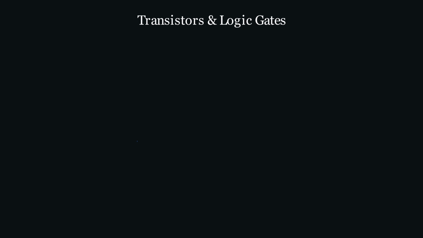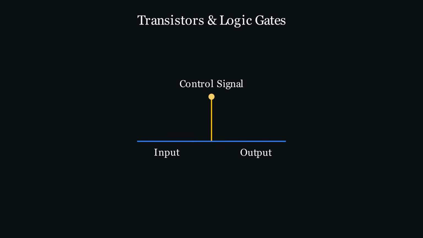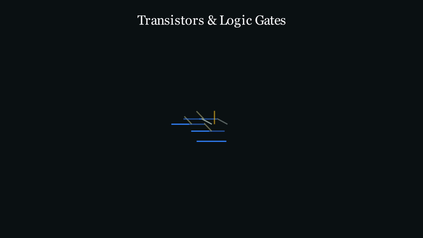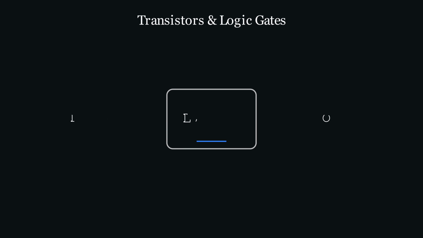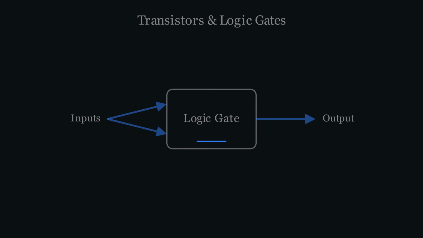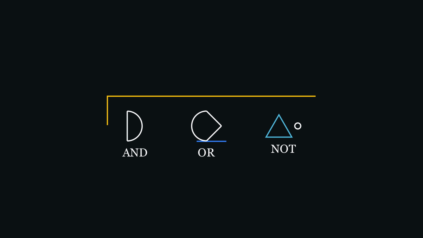The switch at the bottom of everything is called a transistor. It lets current flow or blocks it based on a separate control signal. Wire a handful of transistors together in the right pattern, and you get a logic gate, a tiny circuit that outputs true or false based on its inputs. AND, OR, and NOT gates are the entire alphabet. Every calculation a computer will ever do is built out of just these three.